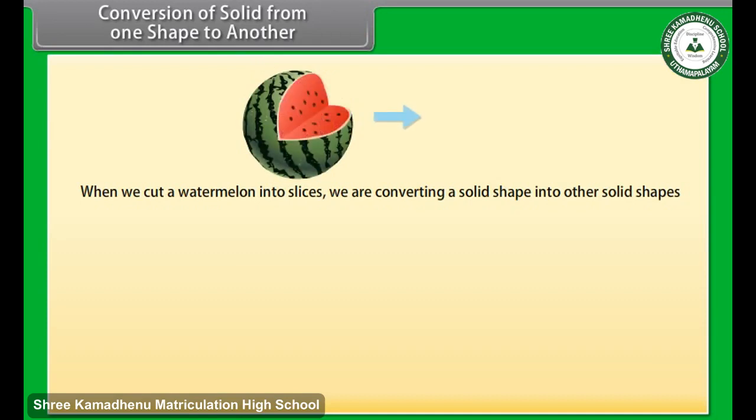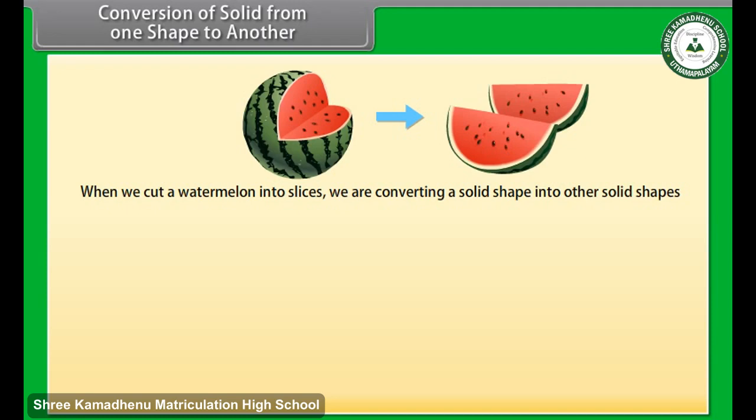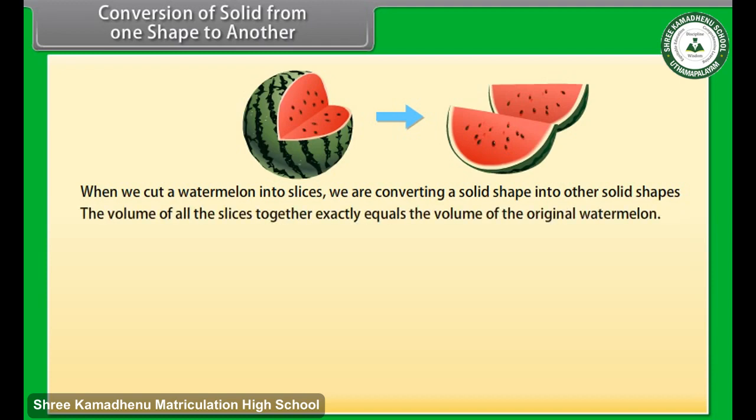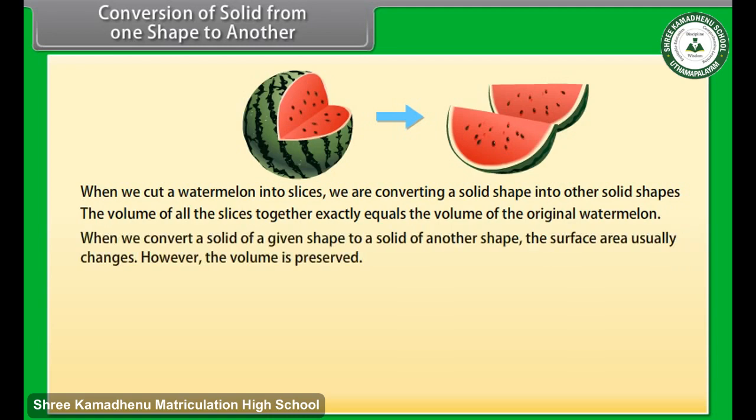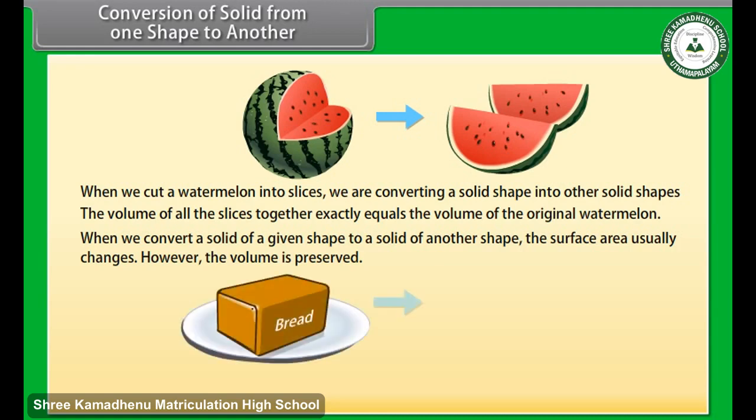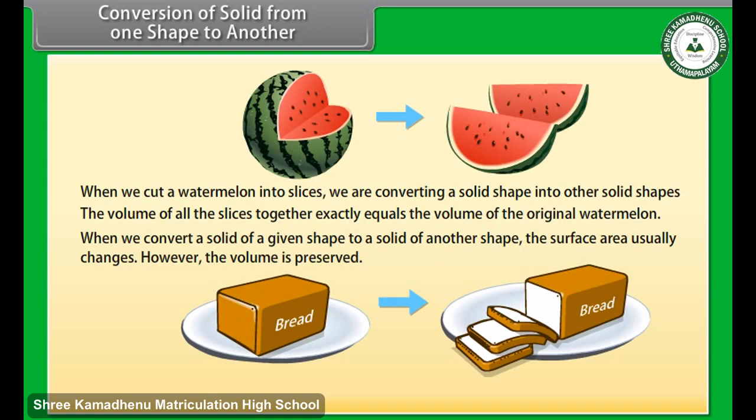When we cut a watermelon into slices, we are converting a solid shape into other solid shapes. Regardless of the size and shape of the slices, there is one fact that holds true of the whole process. The volume of all the slices together exactly equals the volume of the original watermelon. When we convert a solid of a given shape to a solid of another shape, the surface area usually changes. However, the volume is preserved. Similarly, in case of cutting bread into slices, we convert a solid shape into other solid shape. The volume of all the slices together exactly equals the volume of the original object.